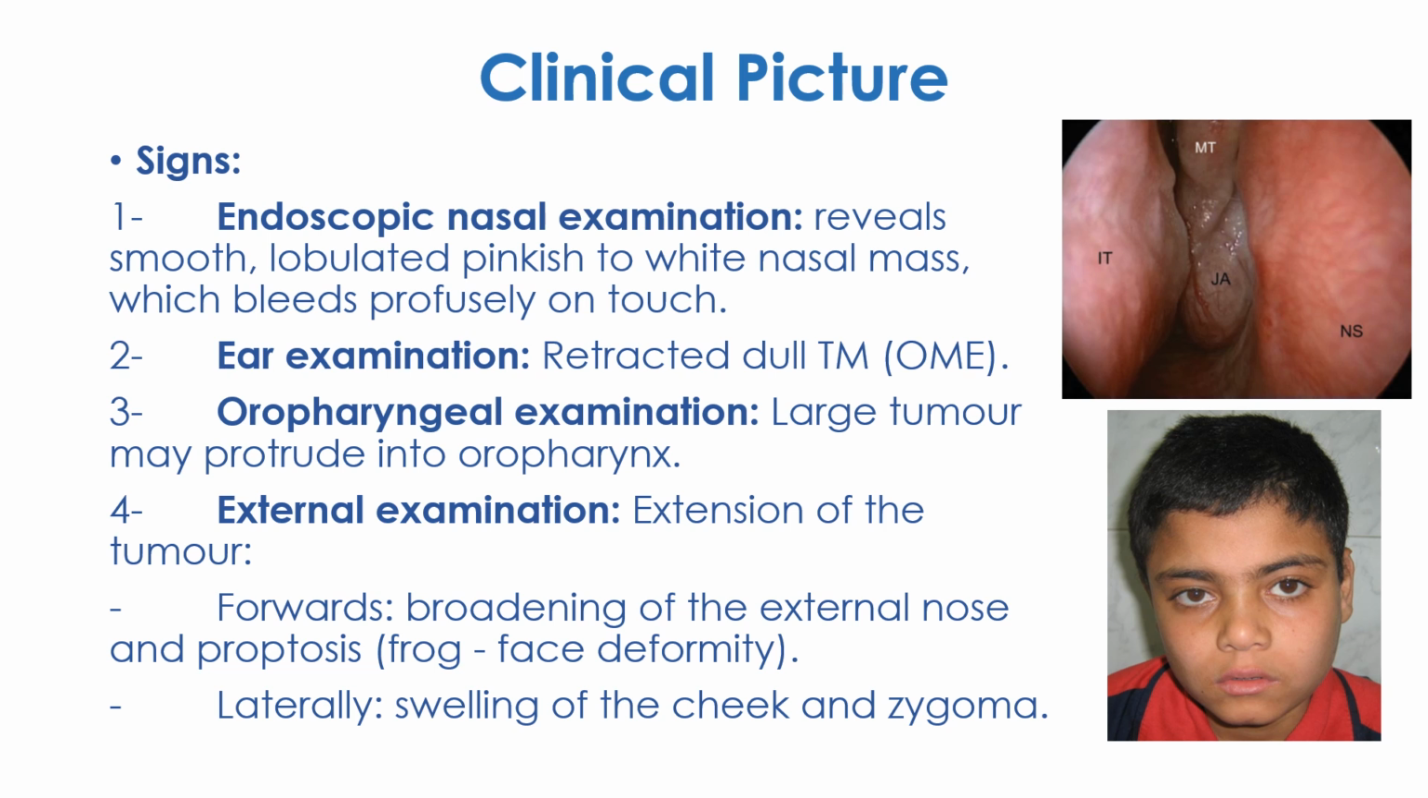Signs of this tumor: endoscopic nasal examination will reveal a smooth lobulated pinkish to whitish nasal mass which bleeds profusely on touch, while ear examination will reveal a retracted dull tympanic membrane due to otitis media with effusion due to eustachian tube obstruction. Oropharyngeal examination: in large tumors only, the tumor may protrude into the oropharynx.